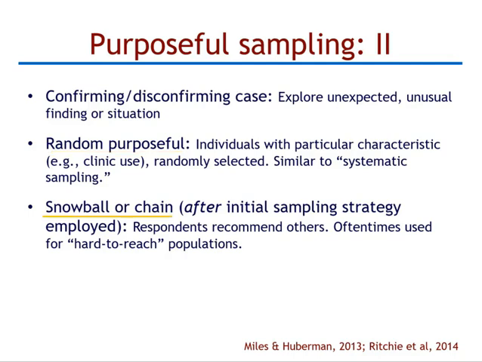Snowball or chain sampling is when, after some initial sampling strategy is applied, you identify participants from a source. So usually that's a well-connected, well-situated individual who recommends their friends or their relatives or their neighbors or just people that they know. And this can be a really useful strategy for hard-to-reach populations.